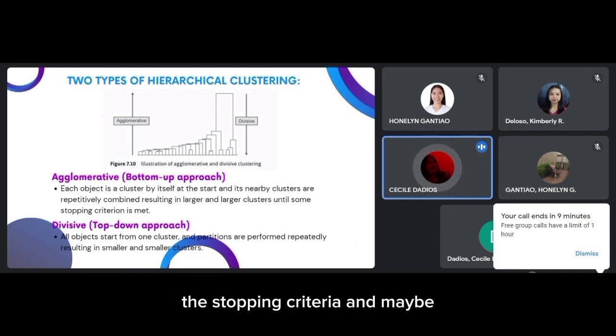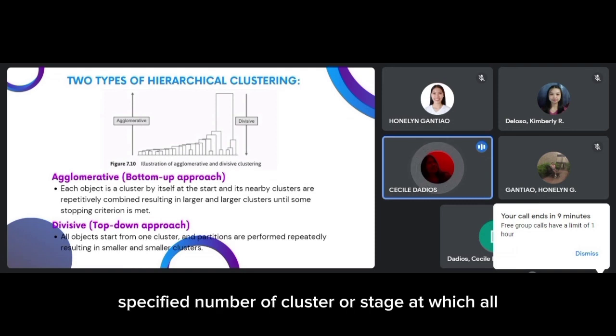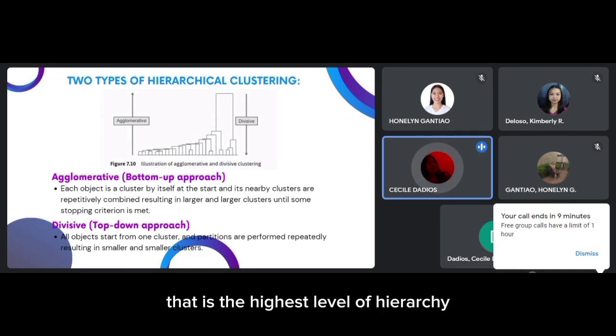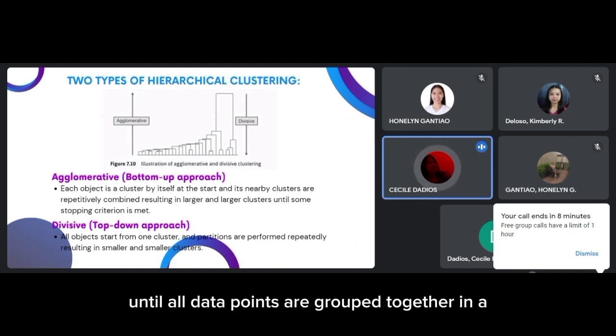The stopping criterion may be a specified number of clusters or the stage at which all the objects are combined into a single large cluster, that is the highest level of the hierarchy, as shown in figure 7.10. So in this approach, each data point starts as its own cluster. Then the algorithm repeatedly combines the two closest clusters into a larger cluster until all data points are grouped together in a single cluster at the top of the hierarchy.